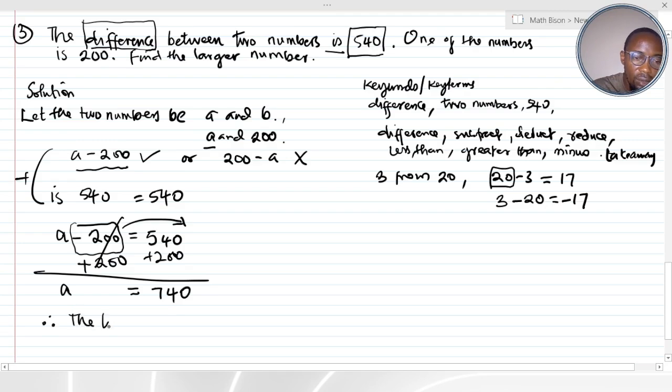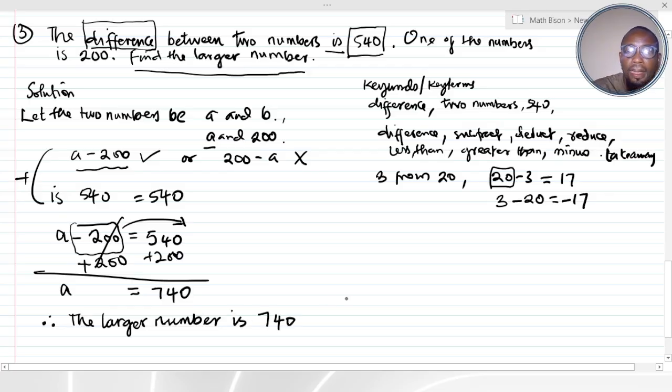So therefore, pay attention to this. The question says, find the larger number. I want to answer this question, so I'm going to say the larger number. I'm not even just saying the answer. The larger number is 740.